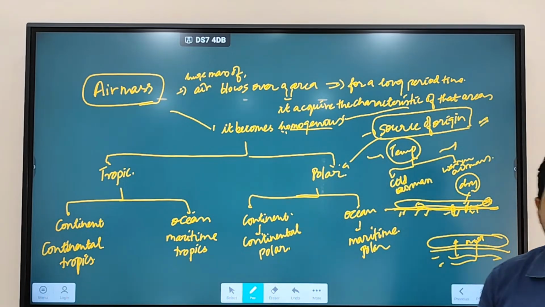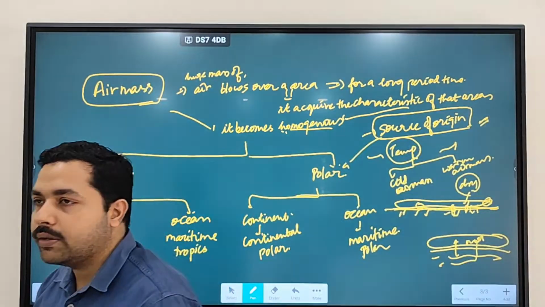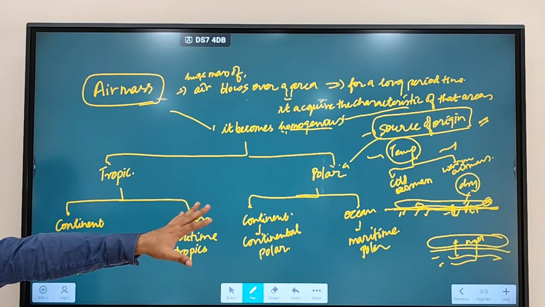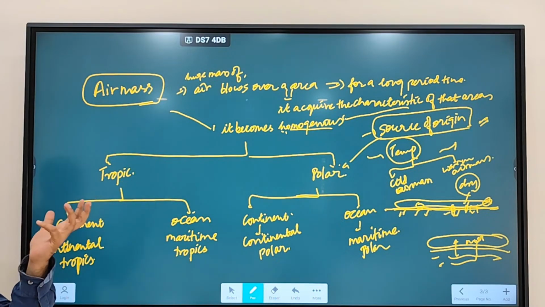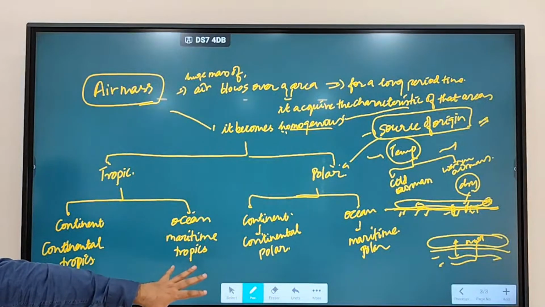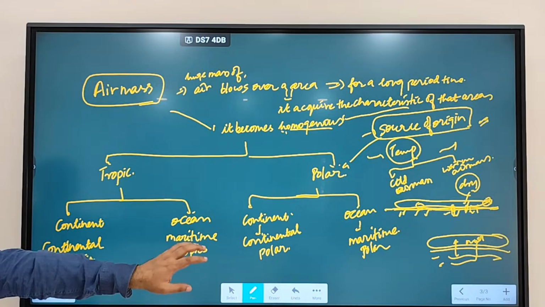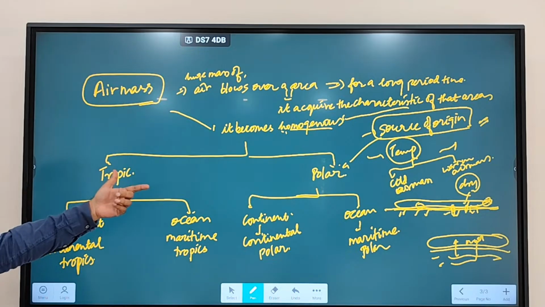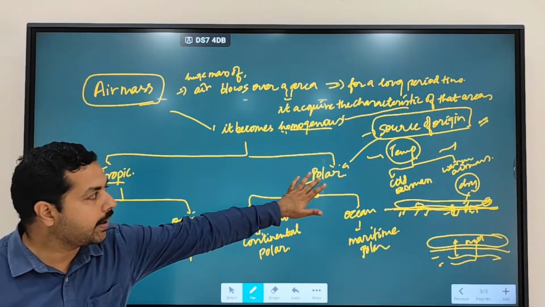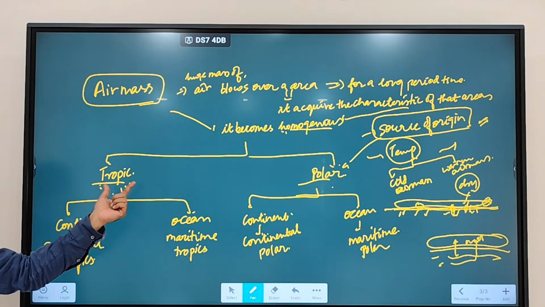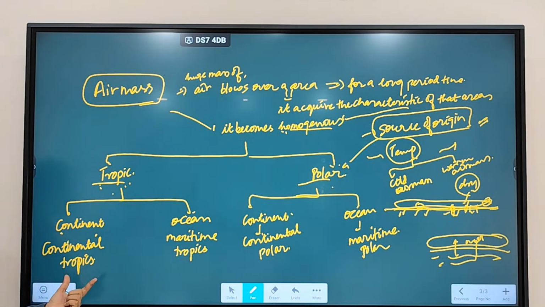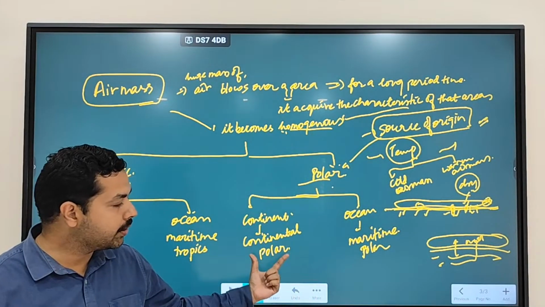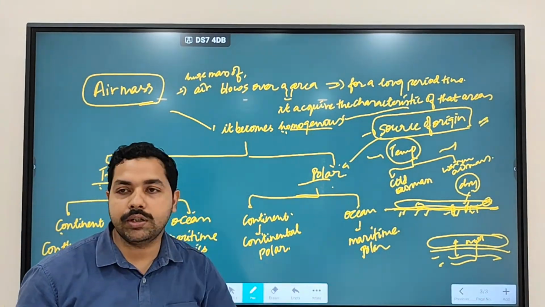So what is air mass? Air mass is homogeneous air. When air becomes homogeneous, when it blows over an area for a long period of time and acquires the characteristic of that area, that air is going to be called as what? Air mass. Air mass can be classified based on their source of origin, or they can be classified based on temperature. Based on temperature, it can be warm air mass or cold air mass. Based on source of origin, you can have either tropic origin or polar origin. In the tropics, they might either originate on the continent, so continental tropic, or ocean, maritime tropic. Continent if they are originating, continental polar, oceans if they are originating, maritime polar.